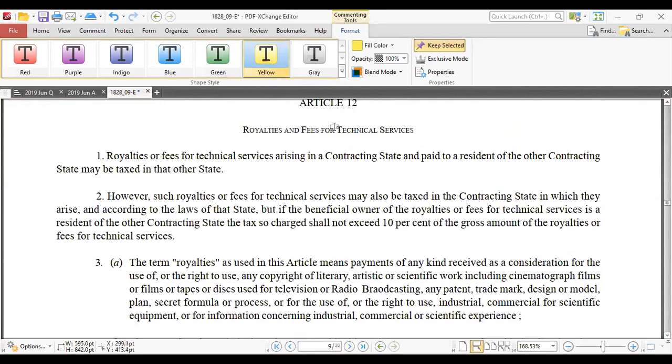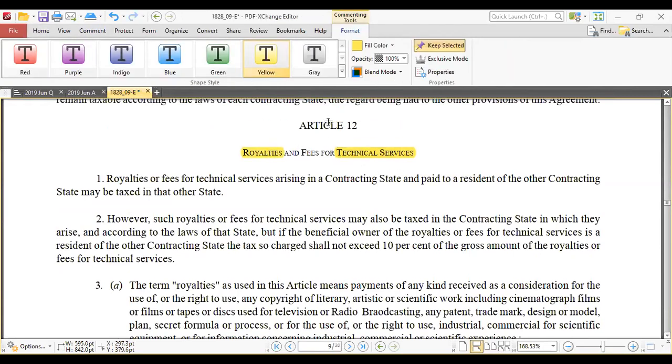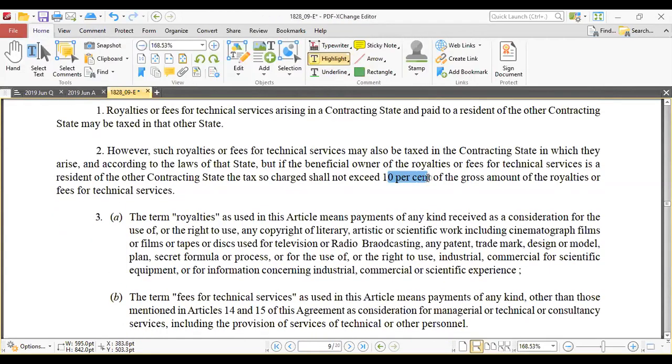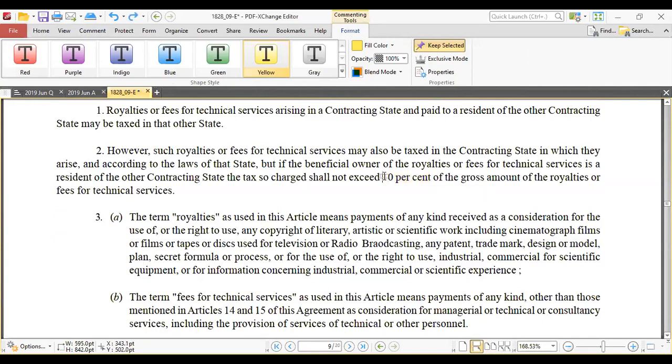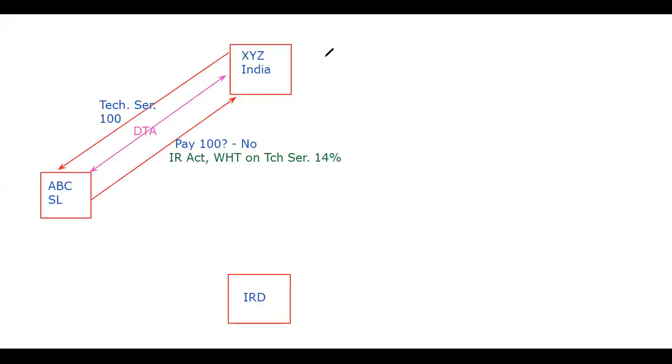So, technical services and royalty, we have altogether one article. It is Article 12. Then it is 10%. Then are we going to apply 14% or are we going to limit it to 10? Yes, we are going to limit it to 10%. We are not going to apply 14%.